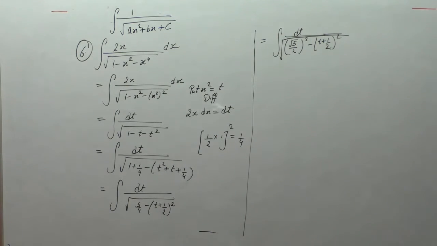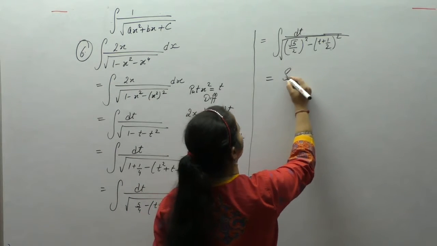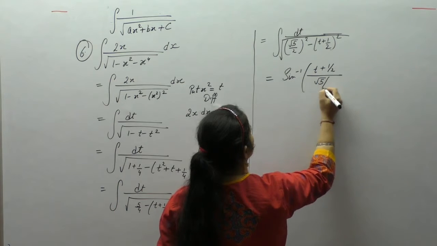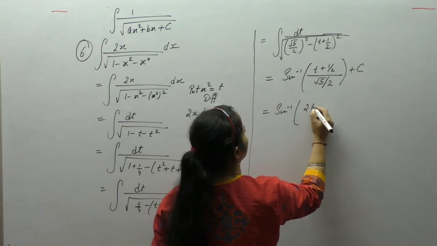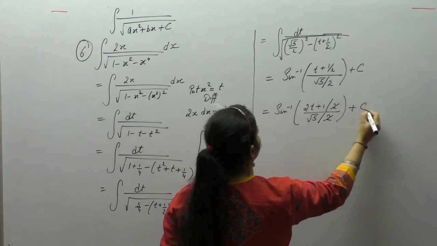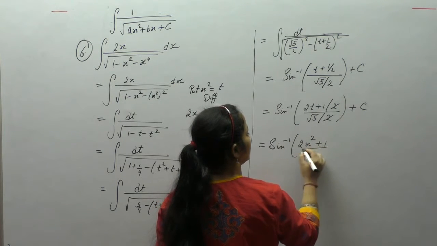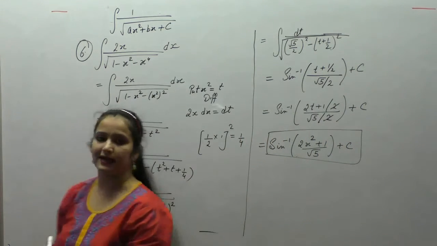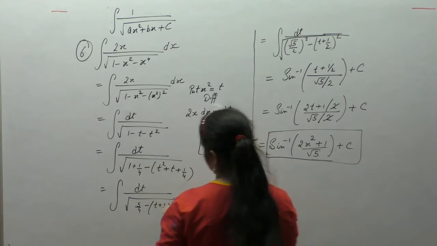Integral of 1 upon square root of a square minus x square is sine inverse x upon a. Apply this formula. Sine inverse x here is t plus 1 by 2 and a is square root of 5 upon 2. Take the LCM: 2t plus 1 upon 2 square root of 5 upon 2. What is the t here? It is x square. So sine inverse 2x square plus 1 upon square root of 5 plus c.